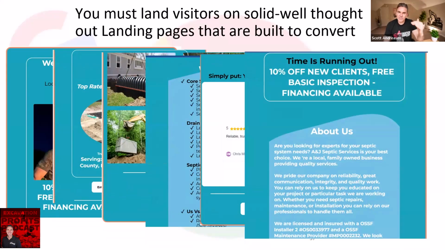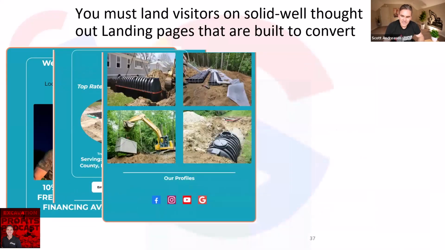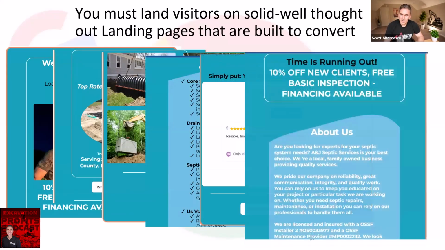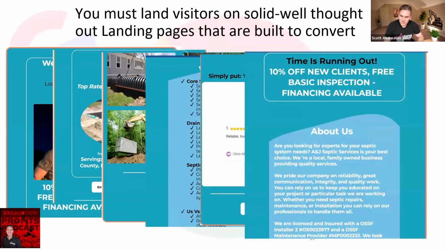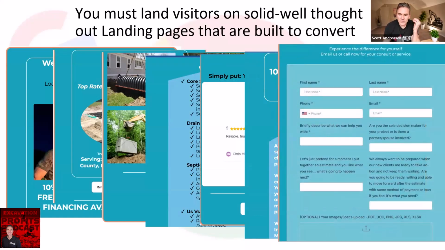As we scroll down towards the bottom of the page, we have time is running out, and we regurgitate the offer that was up top. 10% off new clients, free basic inspection, yada, yada, yada. So time is running out. Share a little bit more about the company, that they're licensed, insured. And here's what the form looks like.